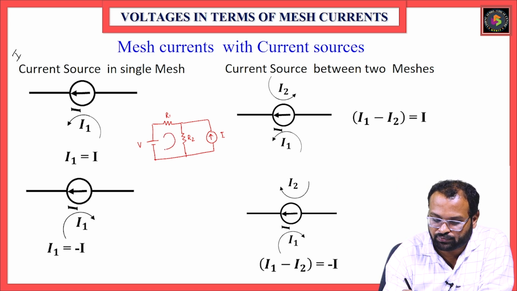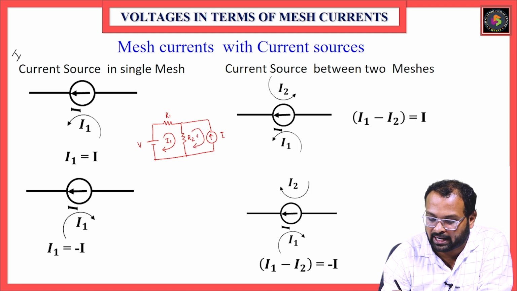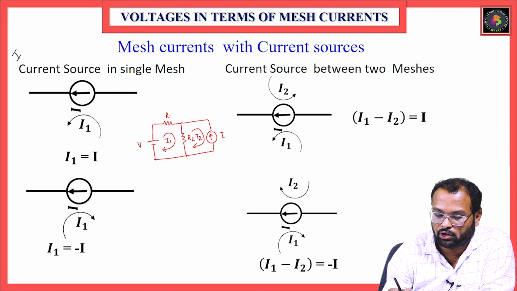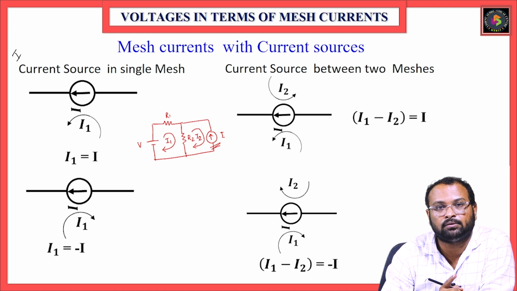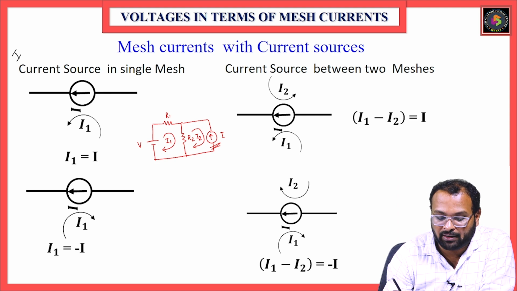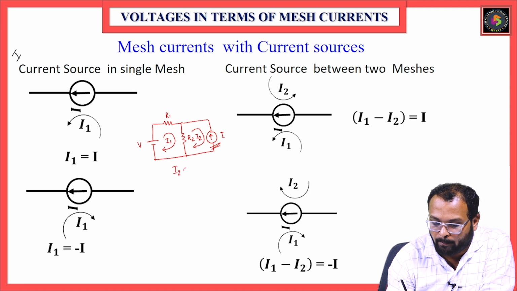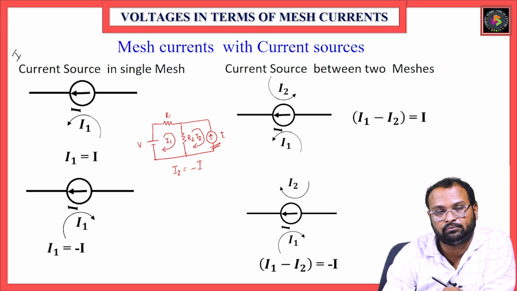So it has 2 meshes. Mesh 1 is this one. I am considering this current as I1, as our step 1 and step 2 say. And I will consider this I2 in the clockwise direction. Then, if you see mesh 2, we are not able to write the KVL equation because of the source available as one of the elements. So directly here you can mention this I2. The I2 direction is opposite to the source current, so I2 is equal to minus I.